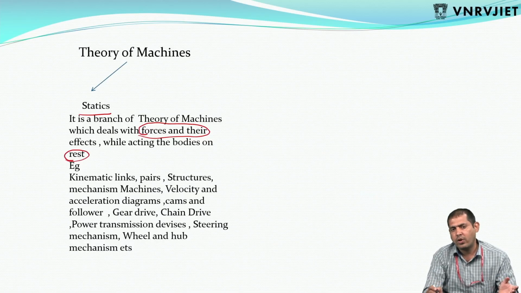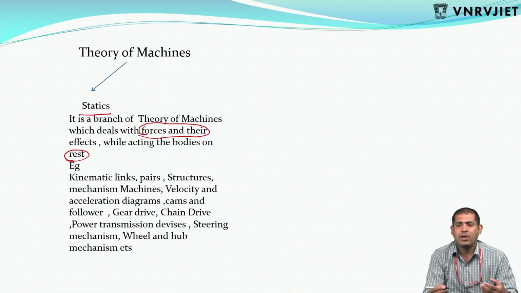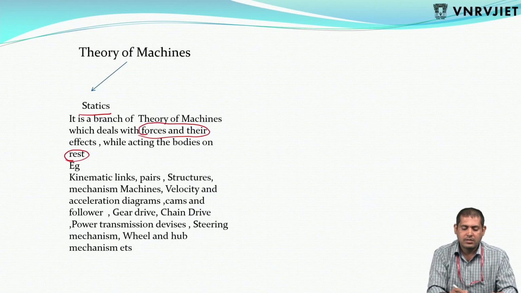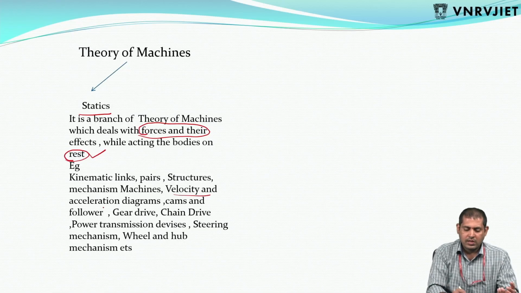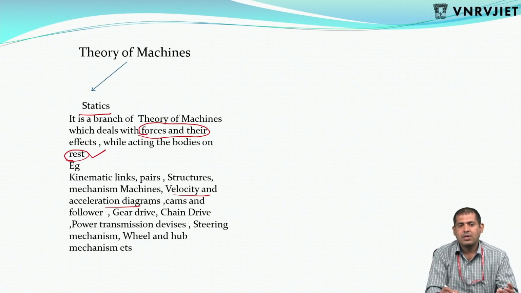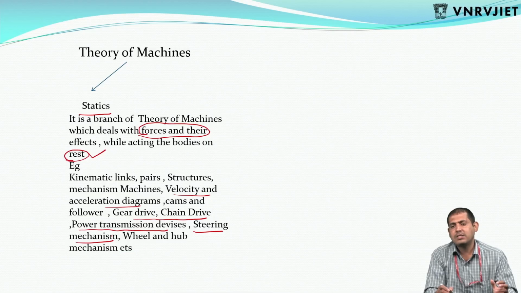Statics also deals with forces and their effects, how forces are transmitted from one part to another with the help of various links or other means, when the bodies are at rest. Normally we consider examples such as links, structures, mechanisms, velocity and acceleration diagrams, and cams and followers. These are interlinked, one to another. The basic thing is statics, so first we consider the static mode. Power transmission devices and steering are in static mode.